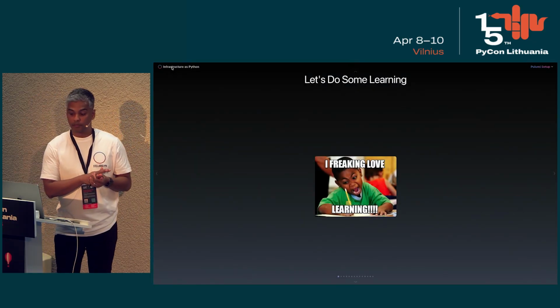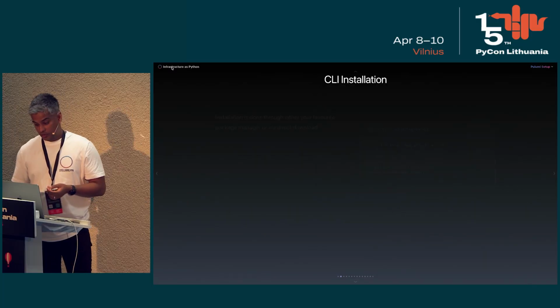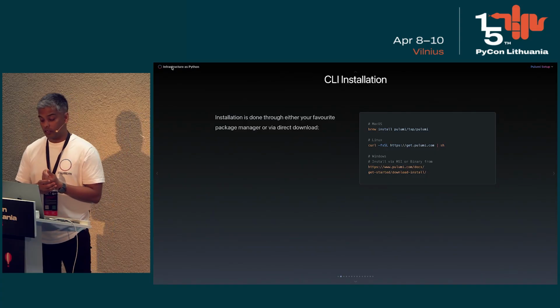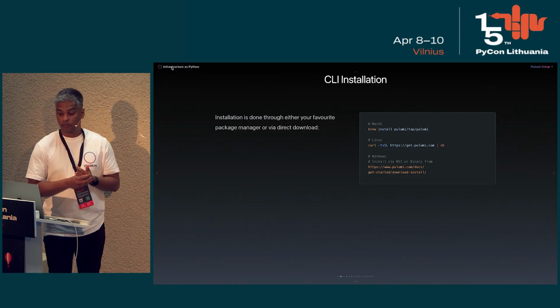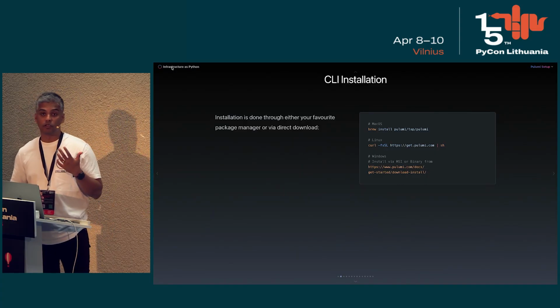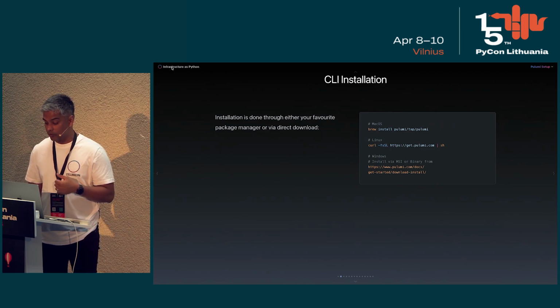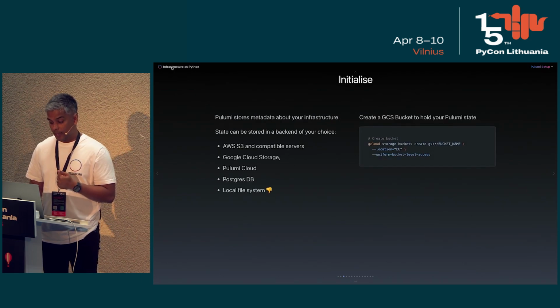Okay, so the setup. Let's do some learning. First thing is the CLI installation. So you've got a brew install pathway for Mac. Linux, you install a shell script, and for Windows, you can do a direct download of some binaries.